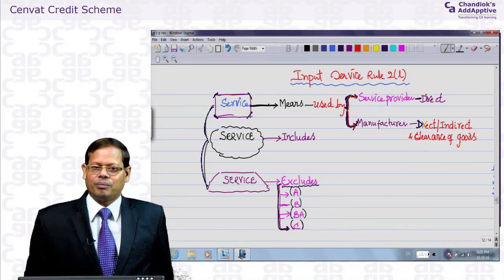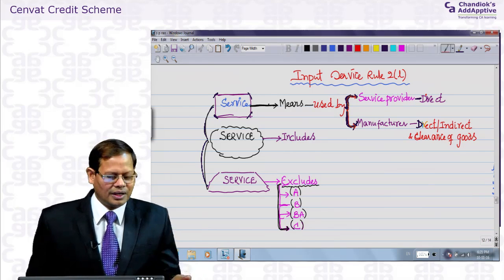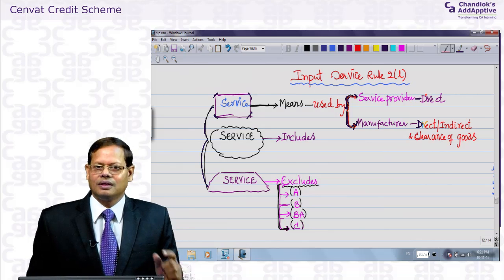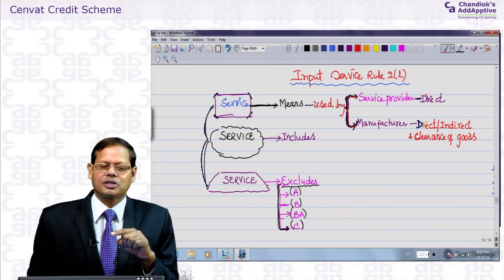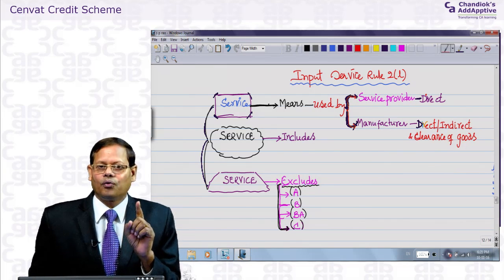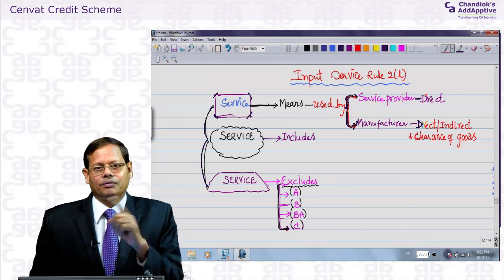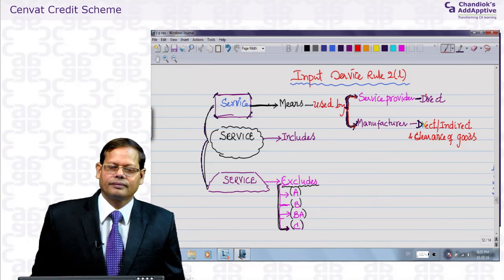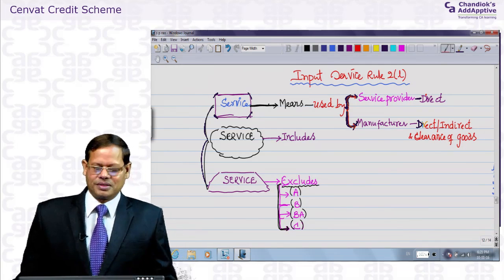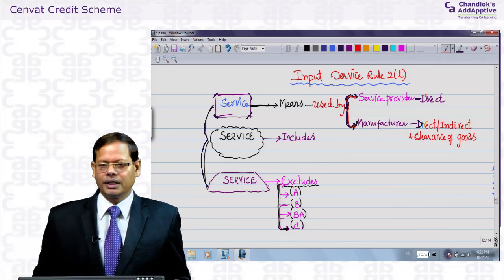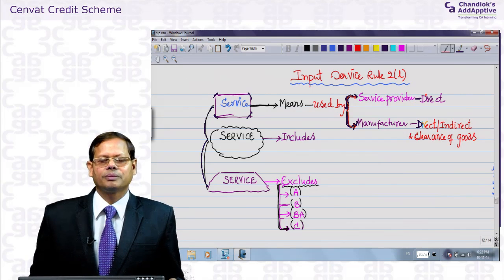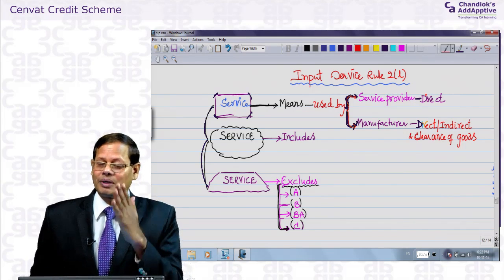So, for a manufacturer one more thing has been there, that is clearance of goods, not only in manufacture or in relation to manufacture, but also for clearing of goods, but up to the place of removal. So, here is a big thing to be understood for clearing of output. What does it mean, clearing of goods up to the place of removal?